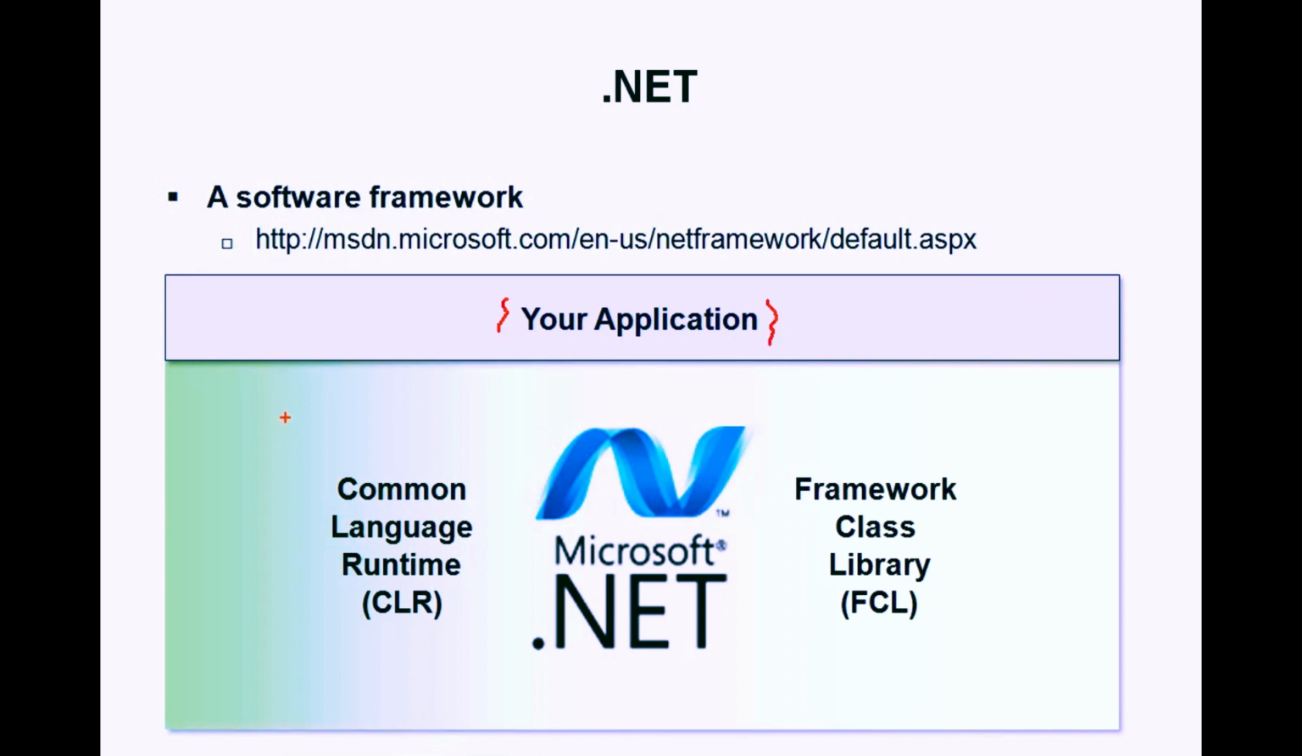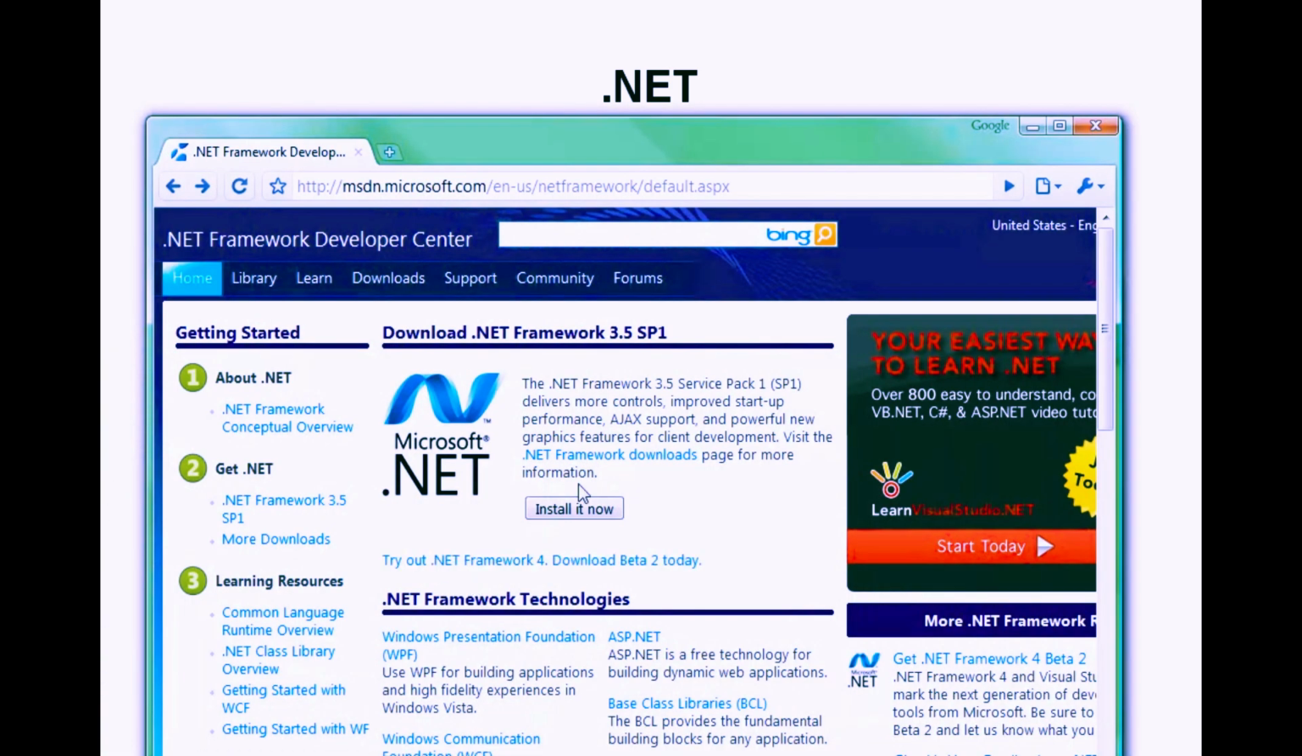When you're writing an application in C#, your application is going to be running on top of the .NET framework. That does mean that the .NET framework has to be installed on the computers where you want your software to execute. It's very easy to download and install the .NET framework.